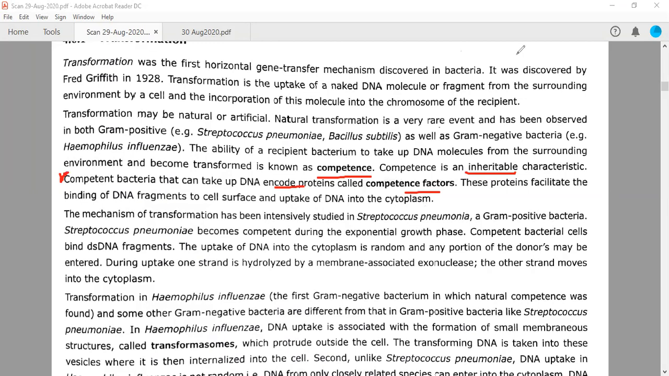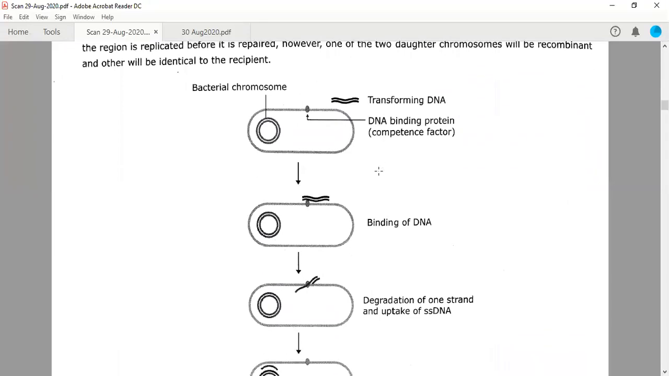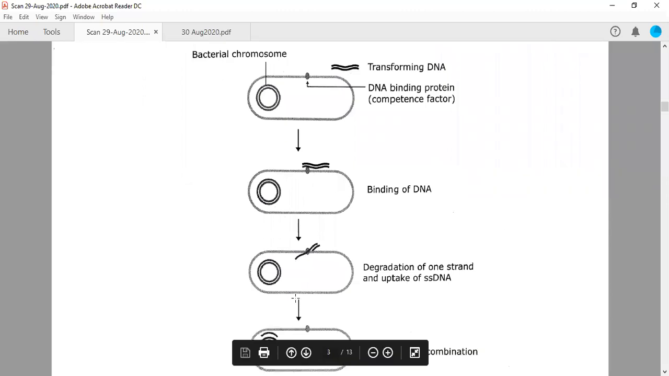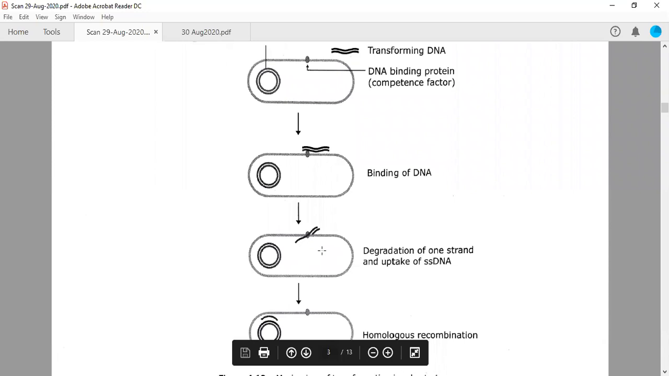So let's see here. There is a bacterial chromosome, the endogenote. This is the exogenote, or transforming DNA, coming from outside or present in the environment of this particular cell. Then there are some DNA binding proteins or competence factors, which are generally present over the cell wall or cell membrane of this bacteria, and they will help bind this exogenote so that finally they help the uptake of DNA inside the cytosol of this recipient bacterial cell.